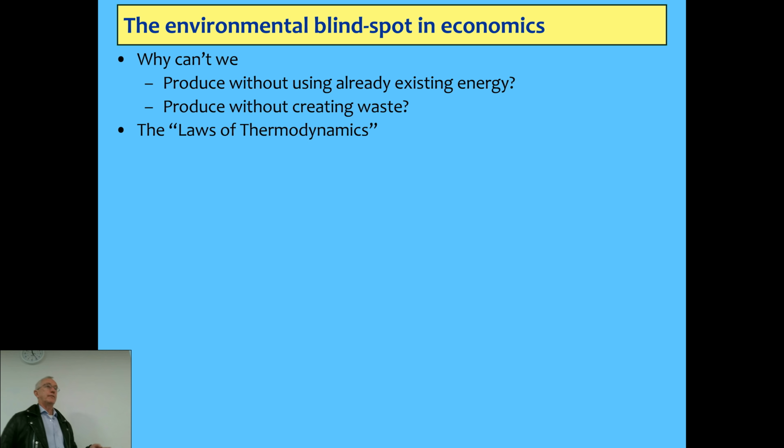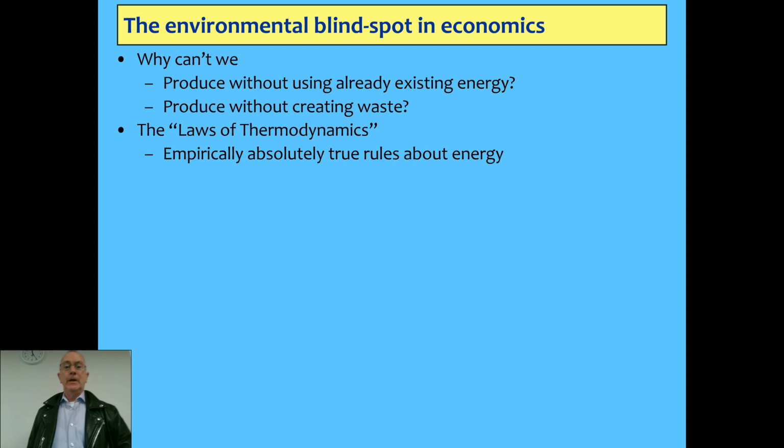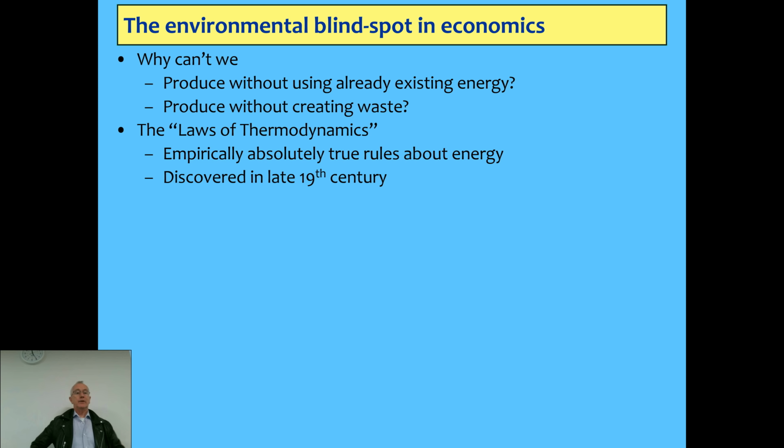If any of your friends are doing a science degree or an engineering degree, they'd be learning this in the first couple of lectures. Economists normally never learn it. So me teaching about this now is quite unusual in economics. And these are empirically determined and absolutely true rules about energy. Okay? There's no way you can get around these rules. They were discovered gradually by humans and finally formalised in the 19th century.